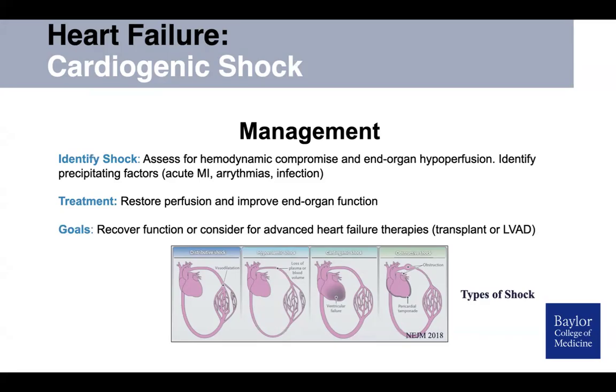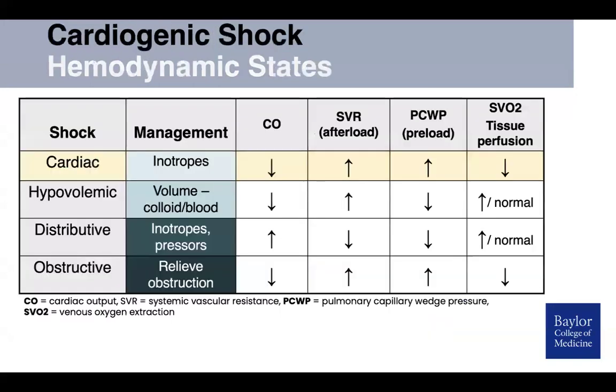Below, there are different types of shock. Some of these patients can overlap. They can have distributive shock that you see in sepsis. Hypovolemic shock, with loss of plasma or blood volume, you typically don't see in heart failure. Cardiogenic shock is what these patients typically see, and obstructive shock can happen in cases of pericardial effusions or pulmonary embolisms.